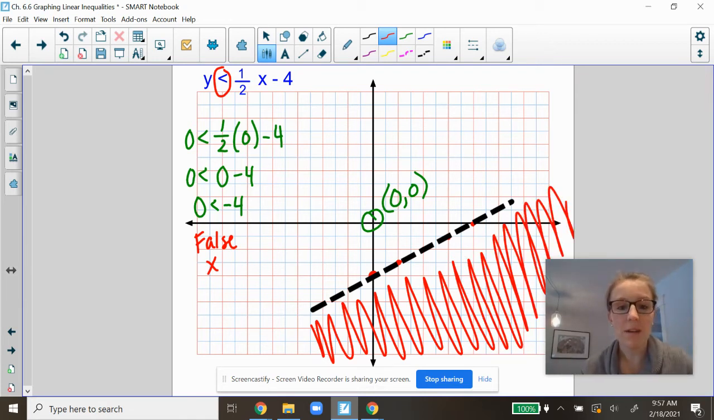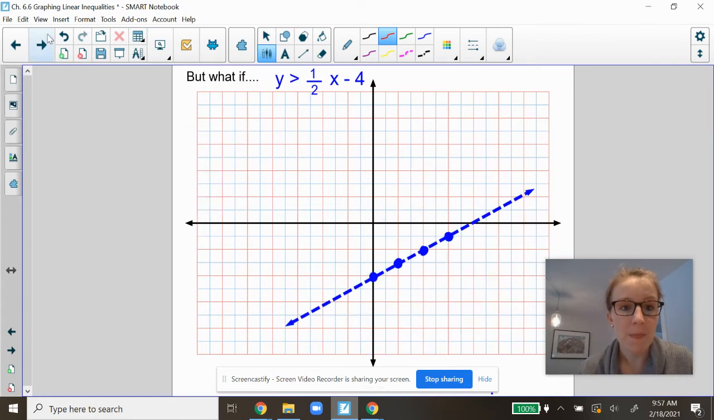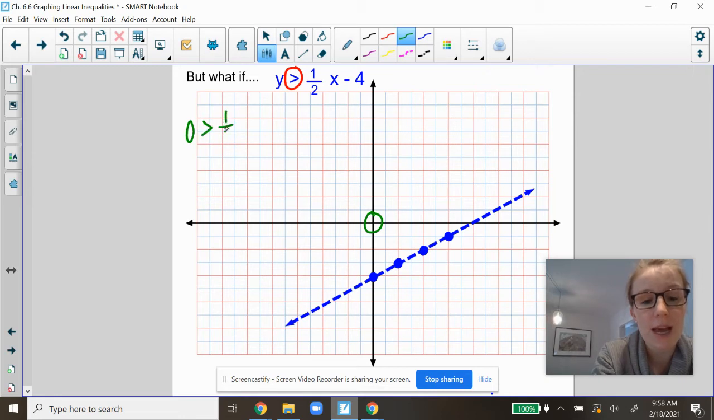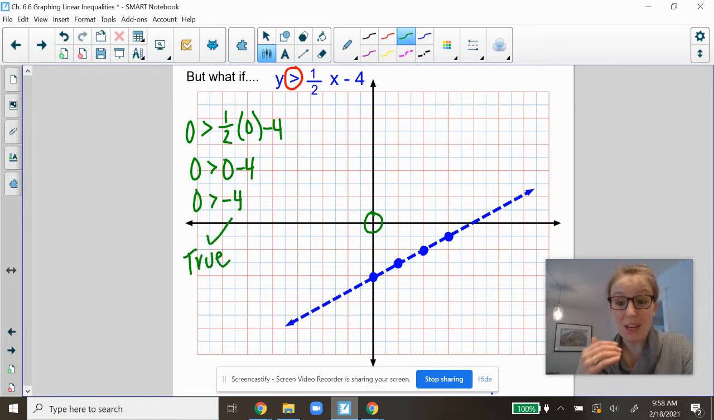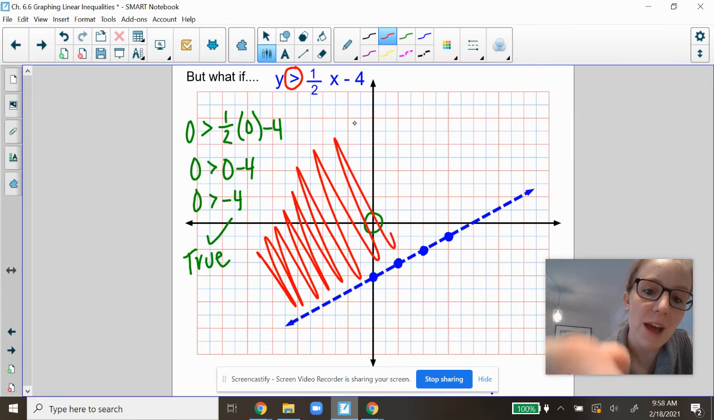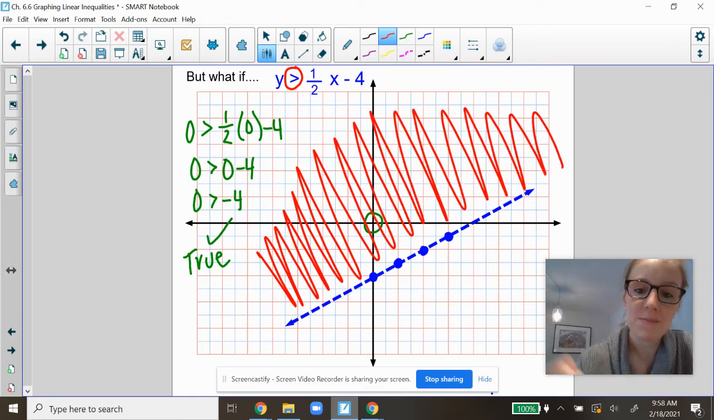Okay, let's move on and try something similar. What if we had, again, this is the same line, you'll notice, 1/2 x minus 4. However, notice that the inequality symbol has switched here. So again, we're going to test this point, and we're going to plug in our (0, 0) into x and y. And I end up with 0 is greater than 0 minus 4, or 0 is greater than negative 4. That is, in fact, a true statement, which means if it's true, I want to include that point with my shading. So this time, I'm going to shade above the line everywhere up here.